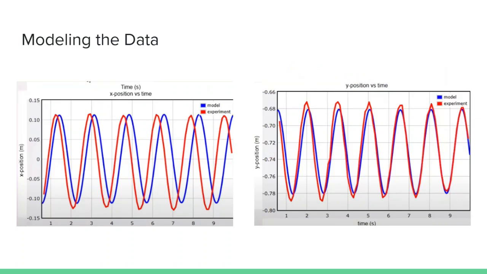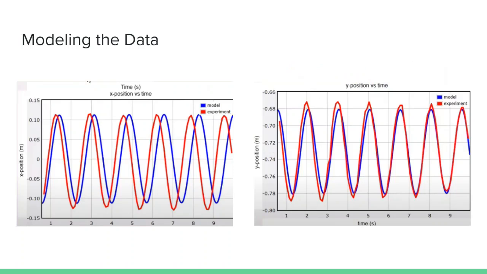So here you can see where we modeled the data. The blue line is our computational model, and the red line is our experimental model. You can see in the x position versus time, the experimental model kind of lags behind. I think that's likely due to additional forces acting on the system that we didn't account for, such as air resistance, any type of wind, or friction within the spring. Not every spring is perfect, so there can be some energy loss there too.